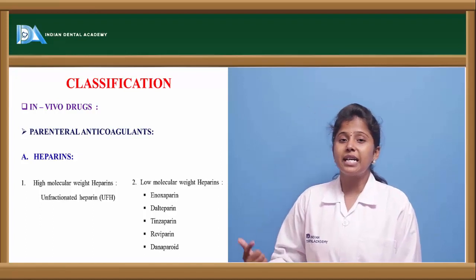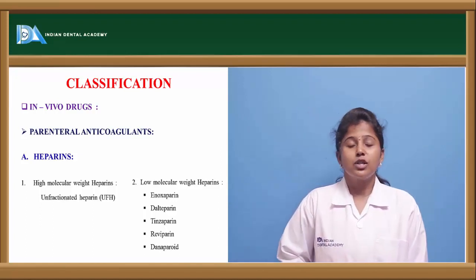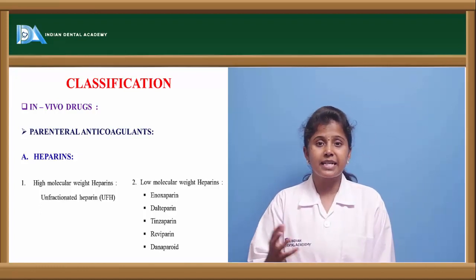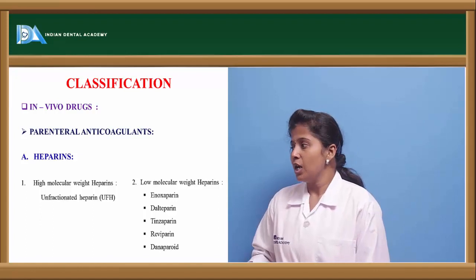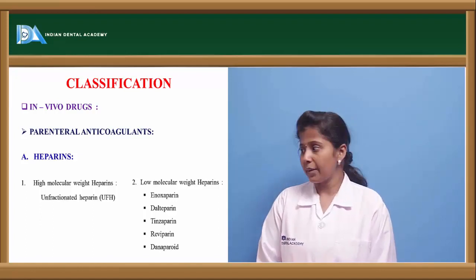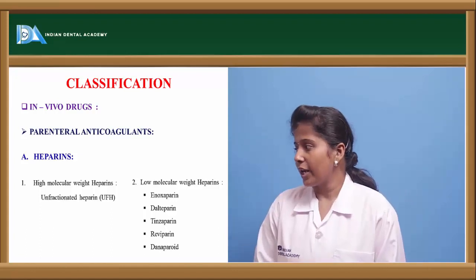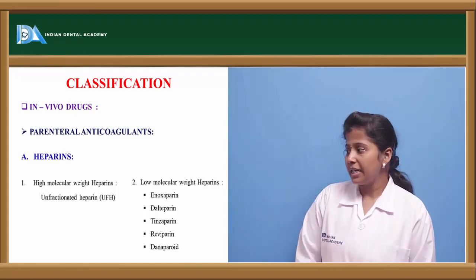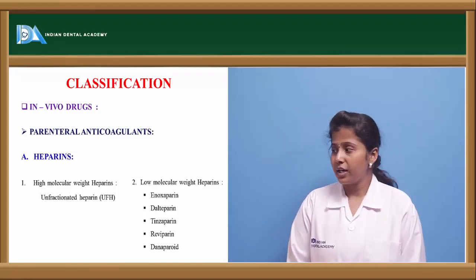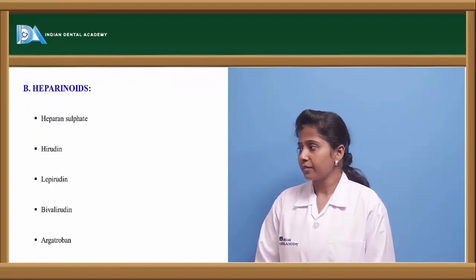These parenteral anticoagulants are further classified as heparin and its derivatives. In heparin also, there are low molecular weight heparins and high molecular weight heparins. High molecular weight heparins include unfractionated heparin, and low molecular weight heparins include enoxaparin, dalteparin, tinzaparin, and reviparin, and danaparoid. So these are the low molecular weight heparinoid analogues.